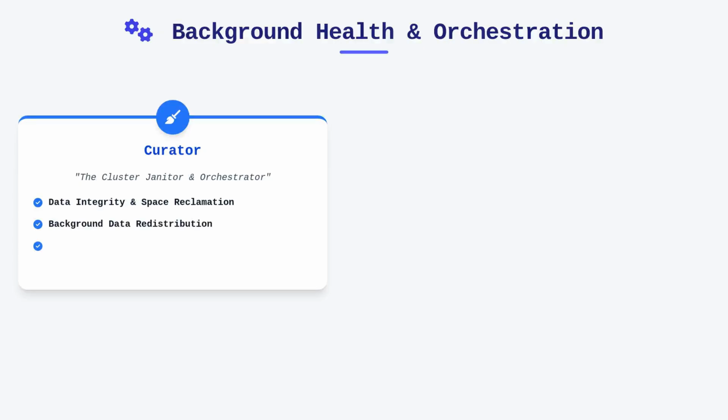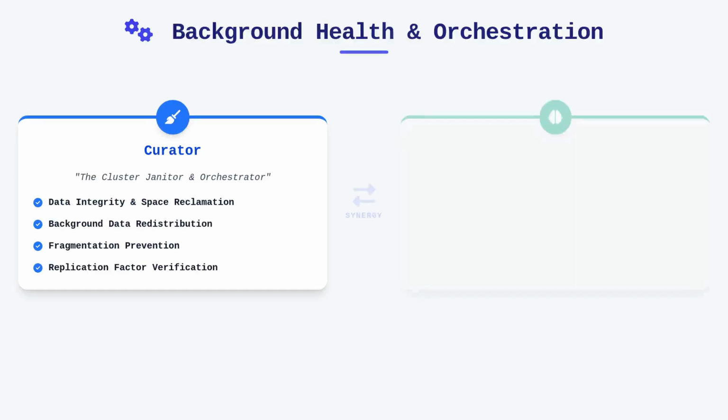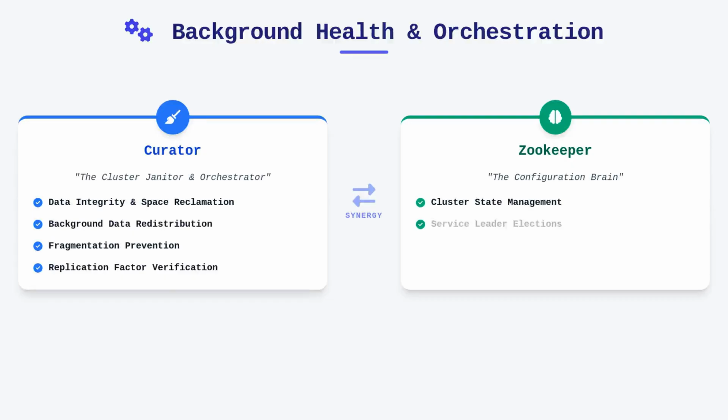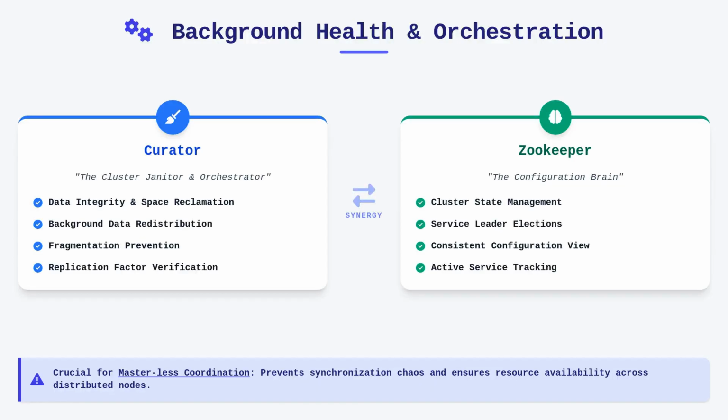It works tirelessly in the background to prevent fragmentation and verify that the defined replication factor is maintained across all logical storage containers. Meanwhile, Zookeeper acts as the configuration brain, managing cluster state information and handling the complex task of leader elections among services. It ensures that every node in the cluster has a consistent view of the configuration and knows which services are active or undergoing maintenance. Without this masterless coordination, the distributed nature of the cluster would quickly devolve into chaos, as individual nodes would lose synchronization regarding their defined roles or resource availability.